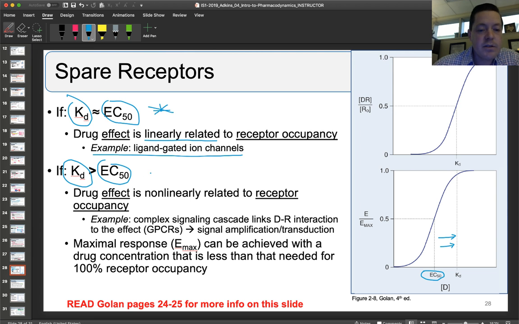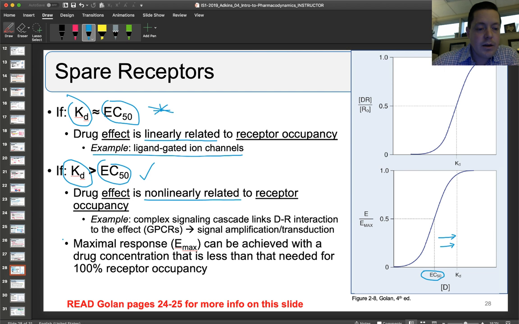Okay, if you see that, then that's a good indication that you do not have to occupy all of your receptors to produce half maximal response, and you can translate that up to the maximum response. This would mean that this is a non-linear relationship, which would be a good indication that yes, spare receptors are probably present, or at play.